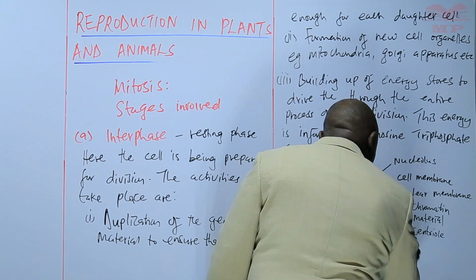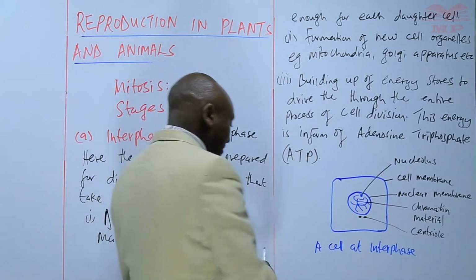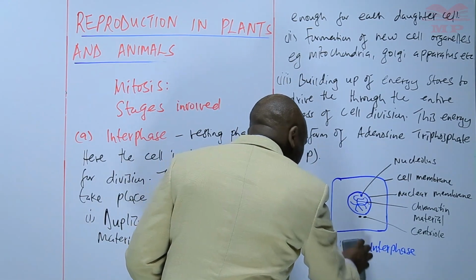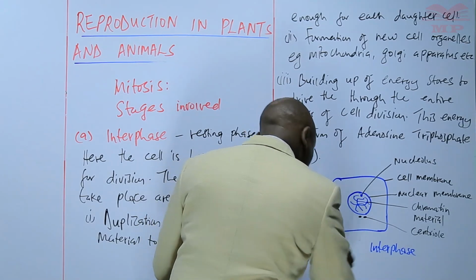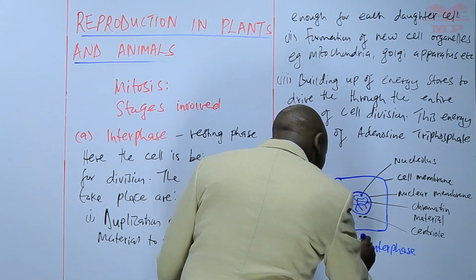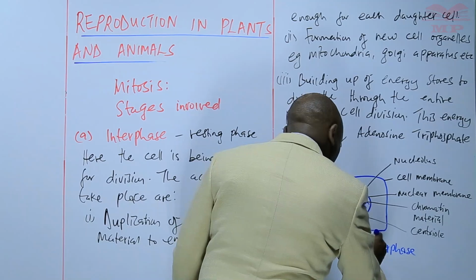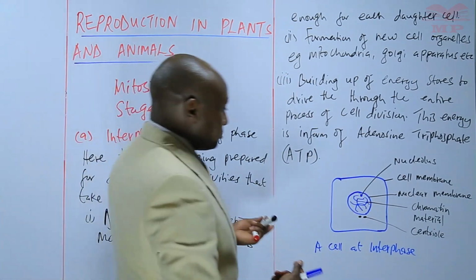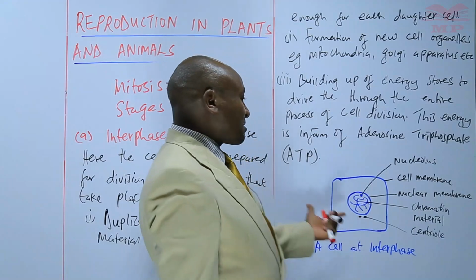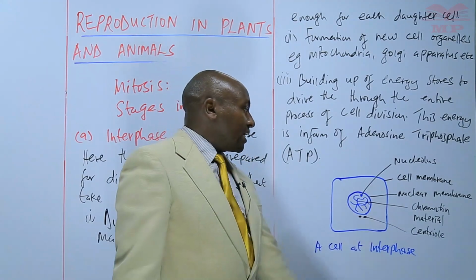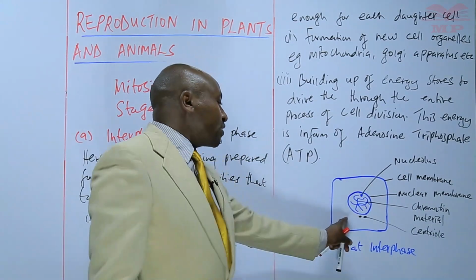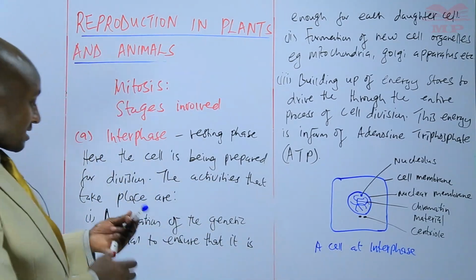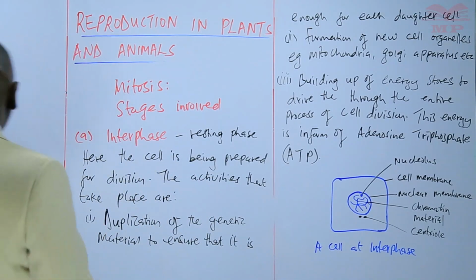Basically, we are saying that division has not actually started, or cell division has not started at this point. So it's a normal cell, showing the normal parts of the cell, the nucleus, the nucleolus, the nuclear membrane, the cell membrane, the cytoplasm, and basically that. Now, the next stage, we are going to look at prophase.